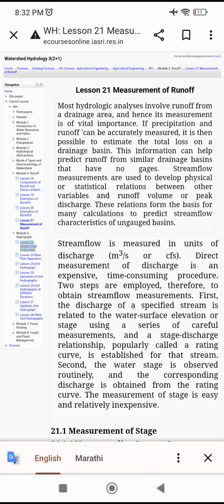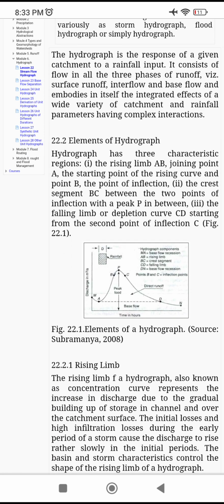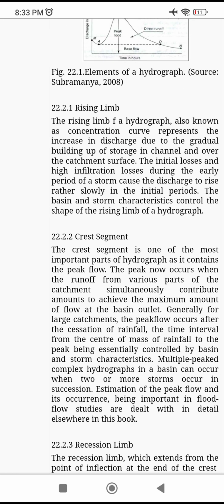Now hydrograph. Definition of hydrograph. Hydrograph which results due to an isolated storm is typically single peaked skew distribution of discharge and is known variously as storm hydrograph or flood hydrograph. What are the elements of hydrograph? Rising limb, then the crest, and the falling limb. So rising limb of hydrograph, also known as concentration curve, represents the increase in discharge due to gradual building up of storage in channel and over the catchment surface.